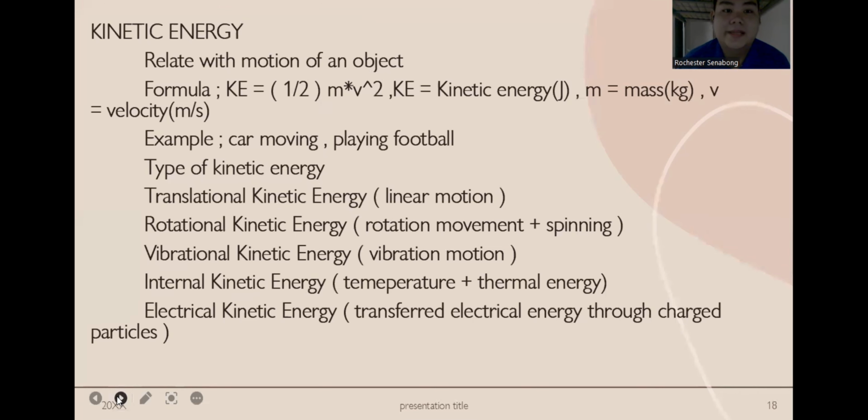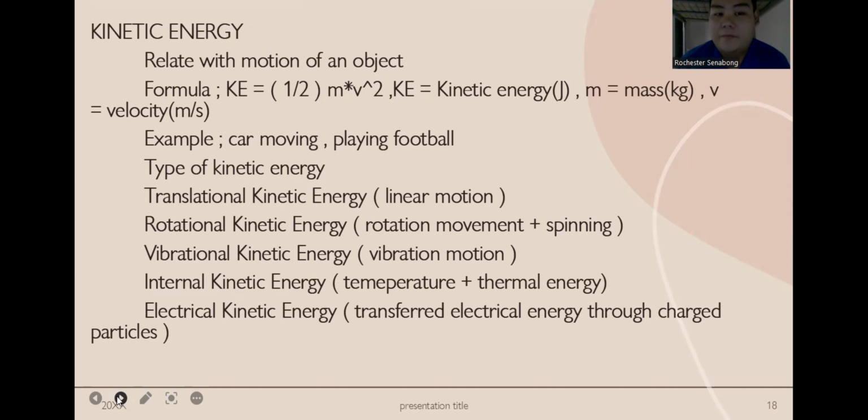The second energy is kinetic energy. Kinetic energy is energy that is related with motion of an object, and the formula is KE equals 1 over 2 mv squared, where KE is kinetic energy, m is mass of the object, and v is velocity, in meters per second. The examples are a car moving, playing football, or even walking.